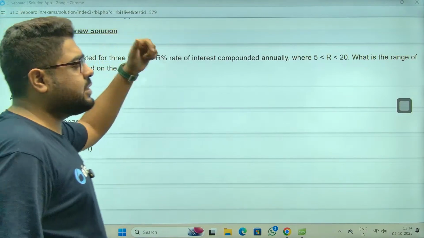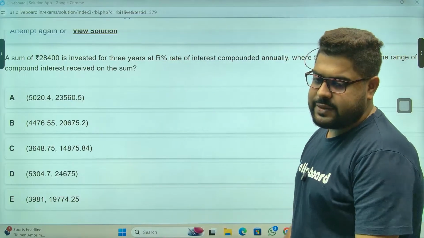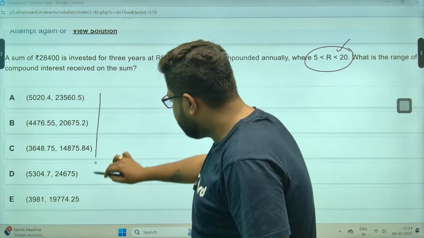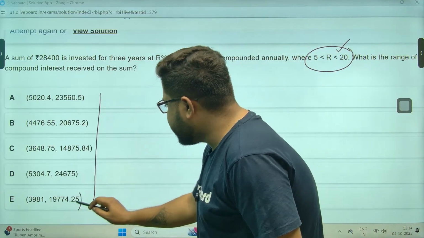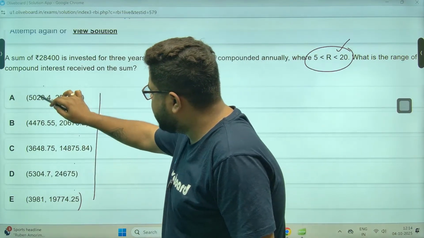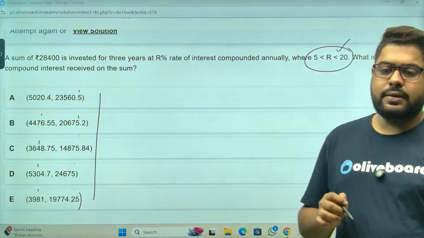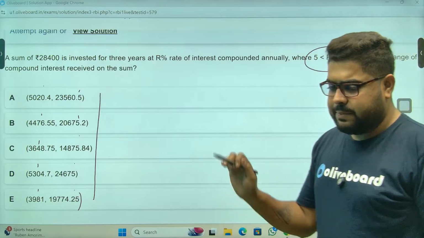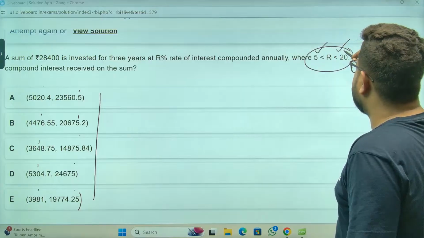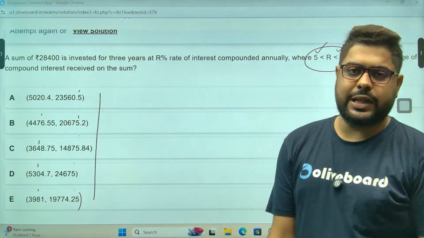28,400 at R% interest, where the range of R is given. What is the range of the compound interest? Now, again, use a little brain, sir. Look at the options. Sir, can you see anything which is having this? You see, all these are different. Initially also, all these are different. Everything you can see is different. So what I'm trying to say here is that you don't need to calculate for two values. You just calculate for one value, whichever is matching, you just put that.